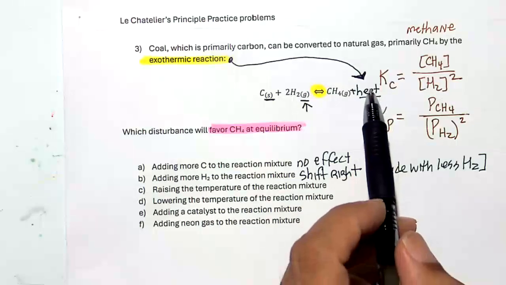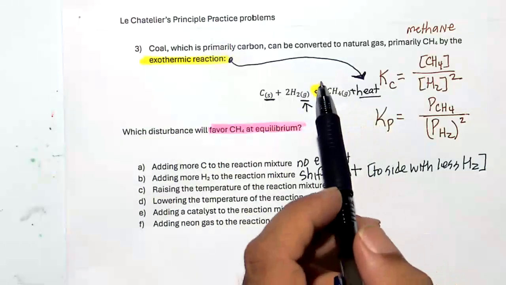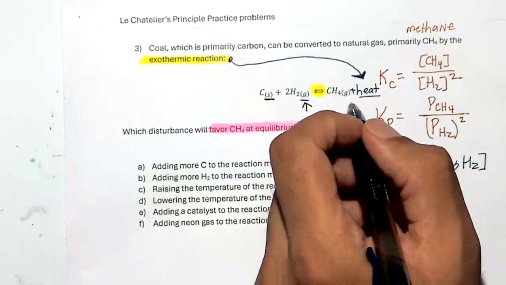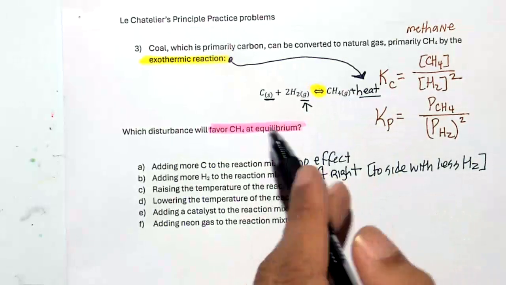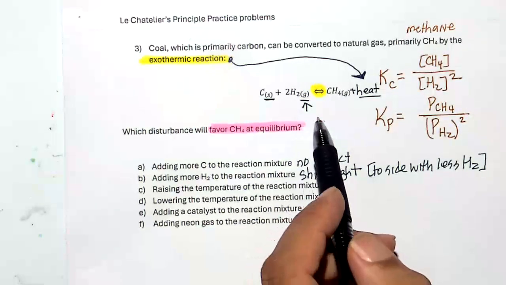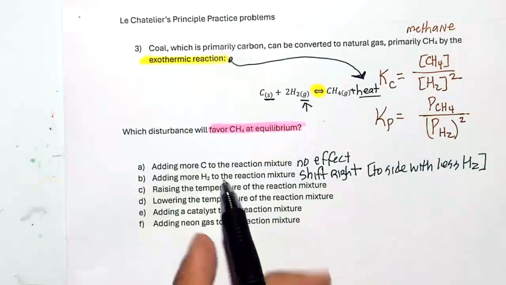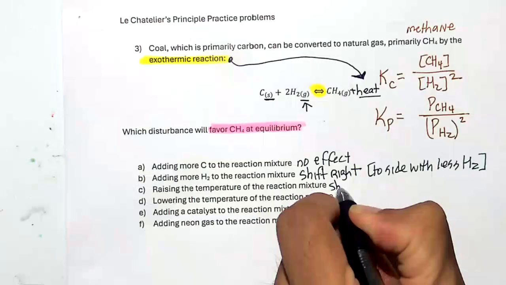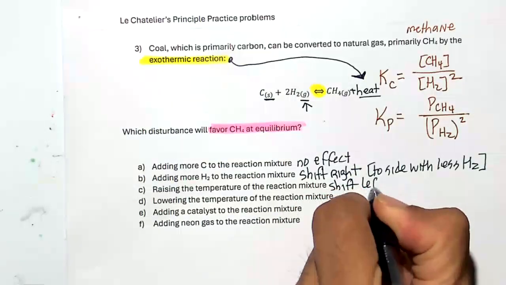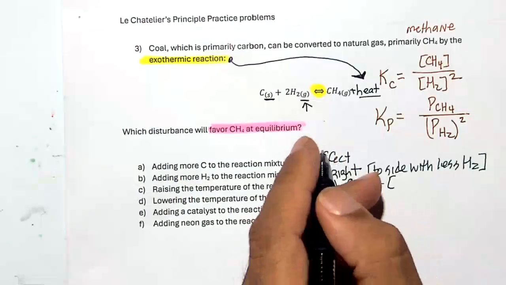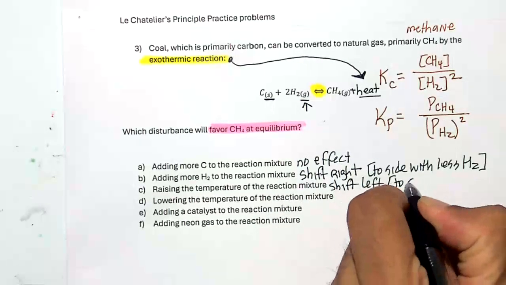So now we raise the temperature. Are we adding more heat or removing more heat? Raising the temperature, we're adding more heat. So which way will this reaction shift? To the side that has more heat or less heat? We're adding more heat by raising the temperature. It will shift left, to the side with less heat or no heat.